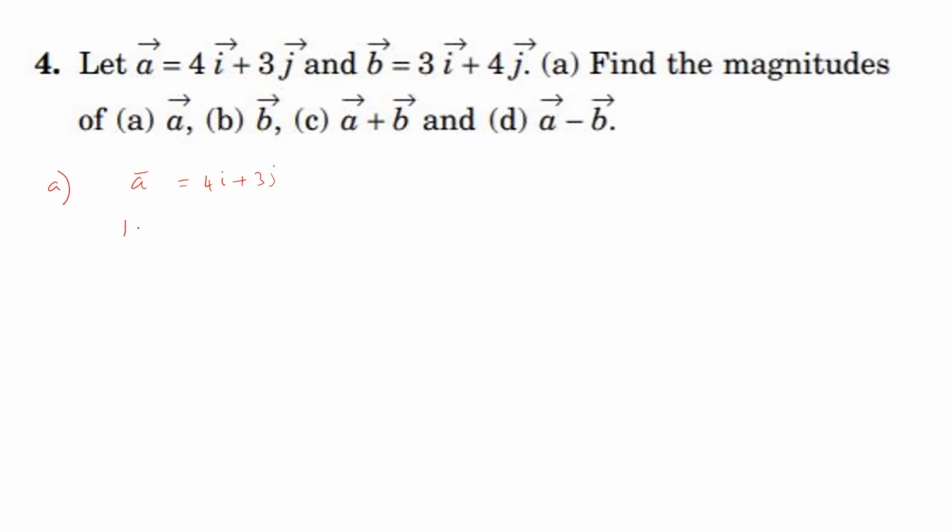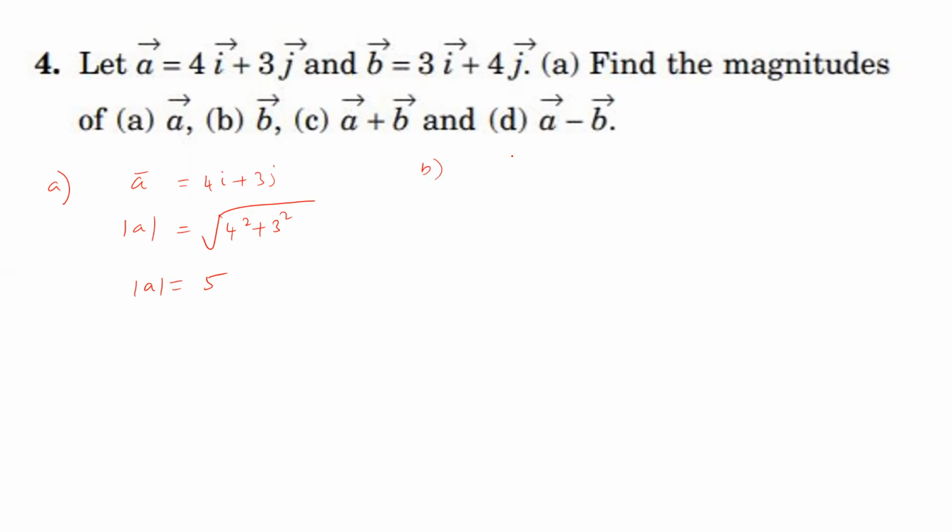When two vectors are perpendicular, the resultant is the square root of the sum of the squares of the two vectors. That means the square root of 4 square plus 3 square, that is, x component square plus y component square, whole root. This is the magnitude of a. So the magnitude of a vector is equal to 5.